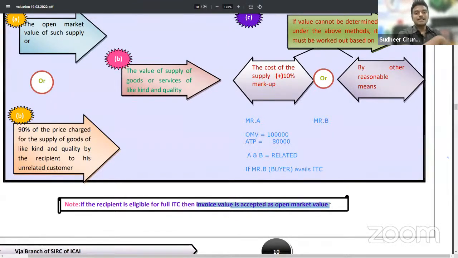So when the recipient is eligible for full ITC, then the invoice value will be accepted as the open market value. That means on 80,000, if you charge GST, that is enough, because Mr. B is eligible for full ITC. If Mr. B is not eligible for full ITC, then GST must be levied on rupees 1 lakh. So I think this concept is very clear.